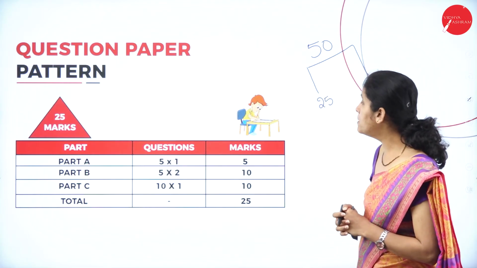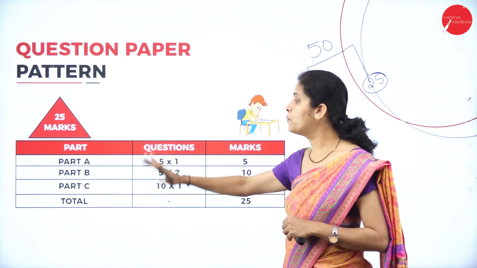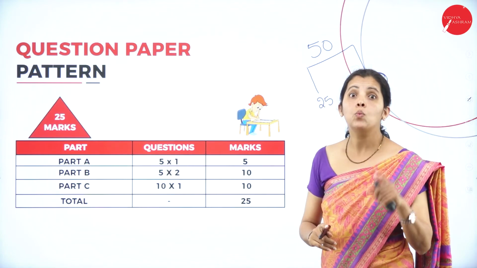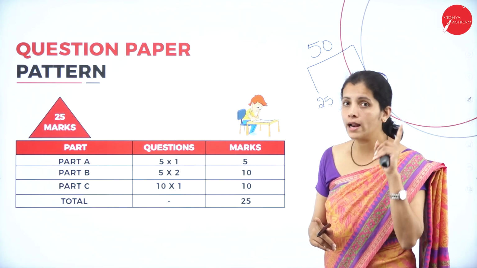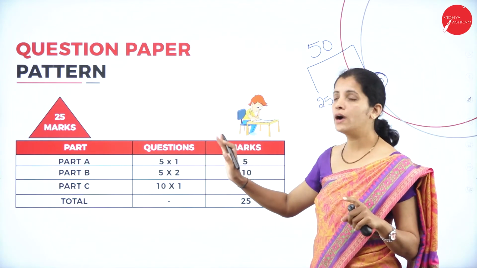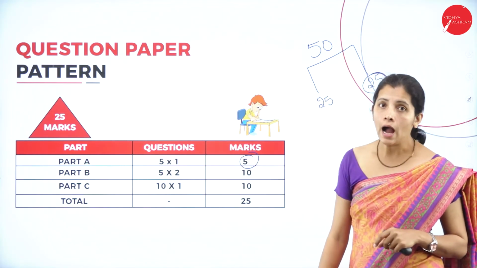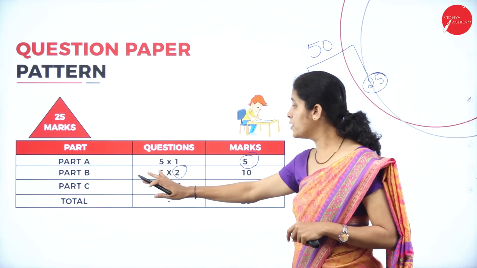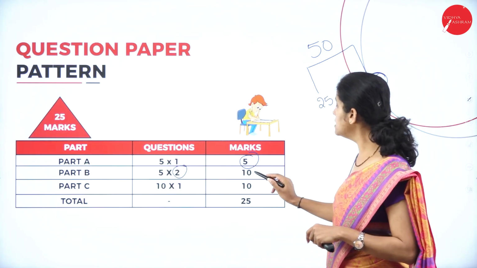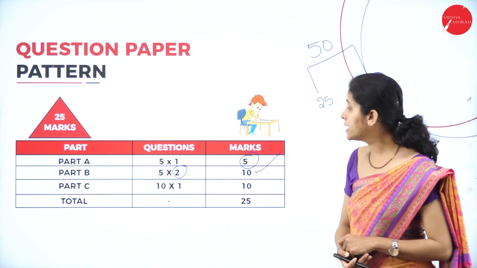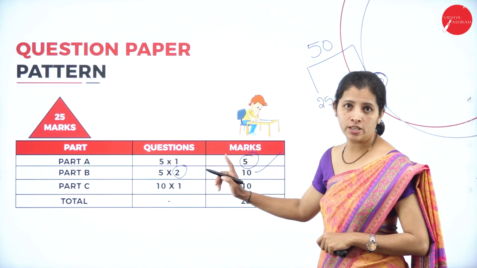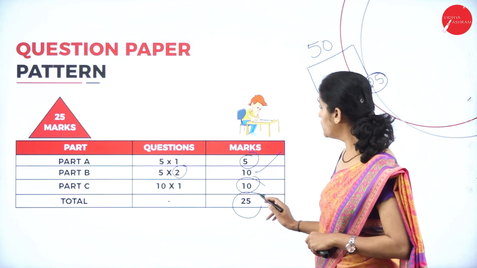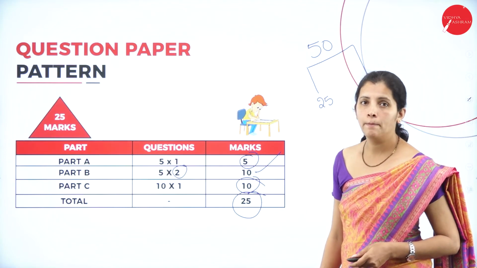And the question paper pattern here is that you're going to have part A, part B and part C. Under part A, you're going to get five 1-mark questions, so 1 into 5 is 5. And you're going to get 2 questions that carry 5 marks each, so 2 into 5 is 10 marks. And you're going to get one 10-mark question, which is 10 marks. So in total, 25 marks for your theory paper.